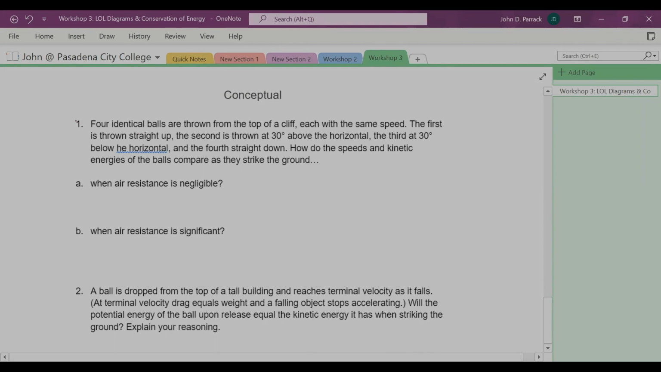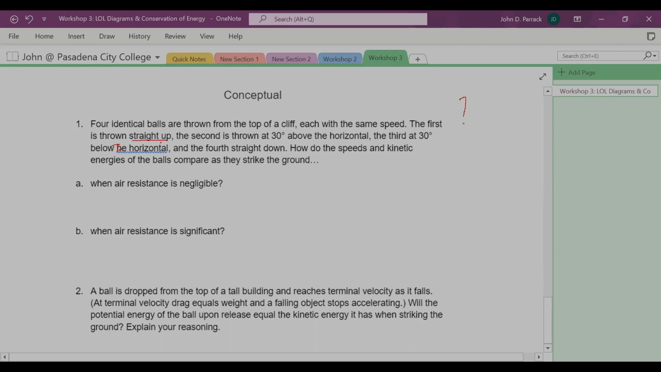We can do math if we want to, but four identical balls are thrown from the top of a cliff, each with the same speed. The first is thrown straight up. The second is thrown at a 30-degree angle above the horizontal. The third is thrown at a 30-degree angle below the horizontal. And the fourth is thrown straight down. How do the speeds and kinetic energies of the balls compare as they strike the ground?